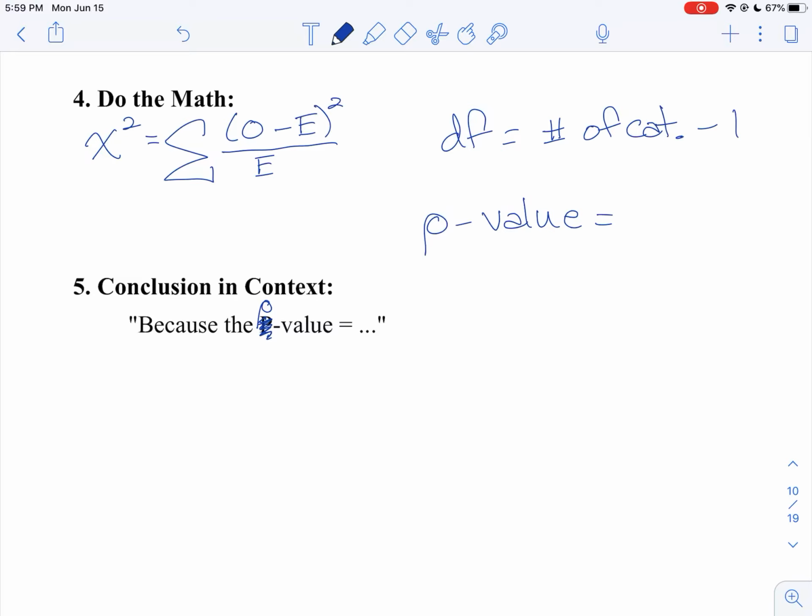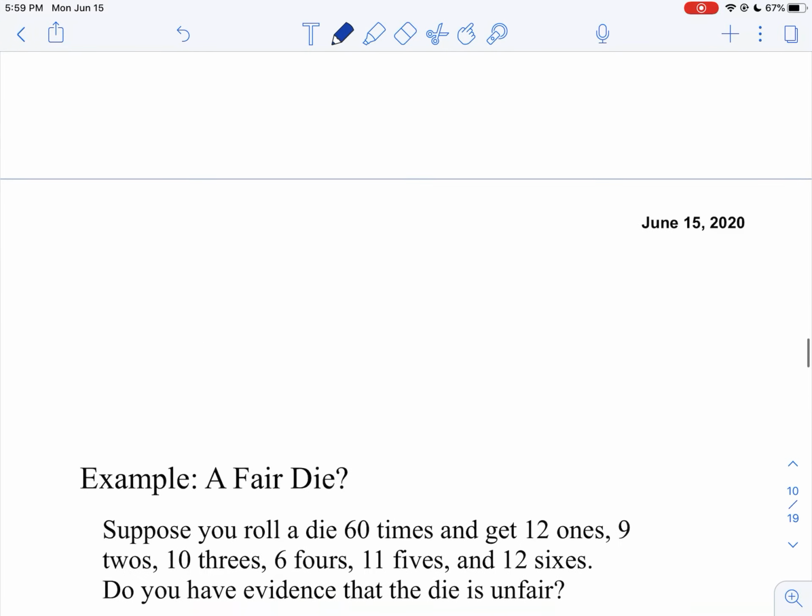So let's try one. Let's start with a pretty easy one, and then I'll do a little bit tougher one. Let's start with an example of a die. So suppose you roll a die 60 times and you get 12 ones, 9 twos, 10 threes, 6 fours, 11 fives, and 12 sixes. Do you have evidence that the die is unfair?